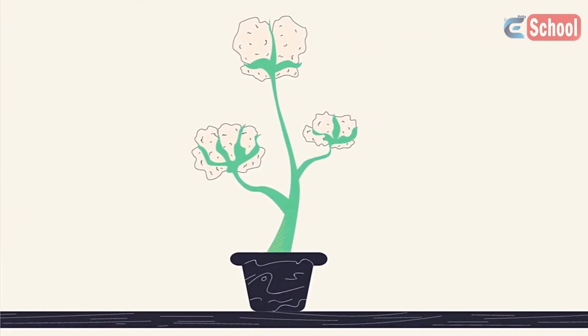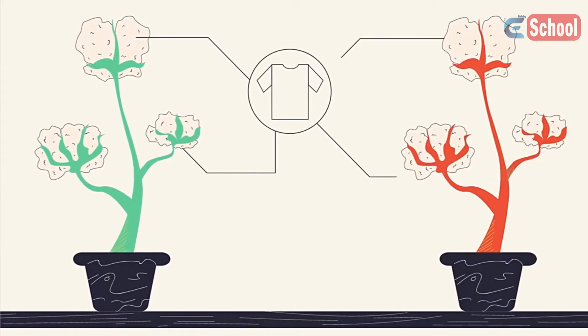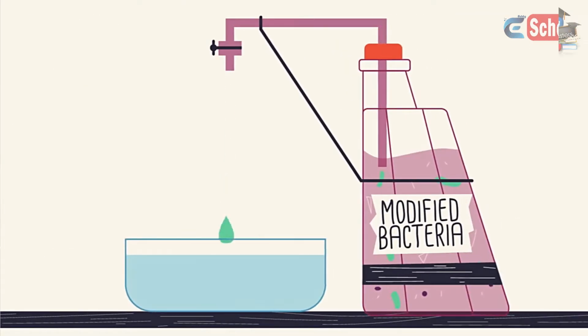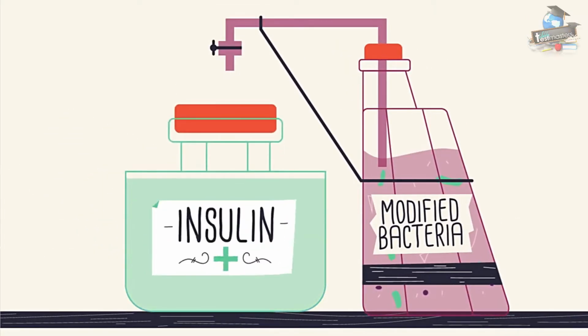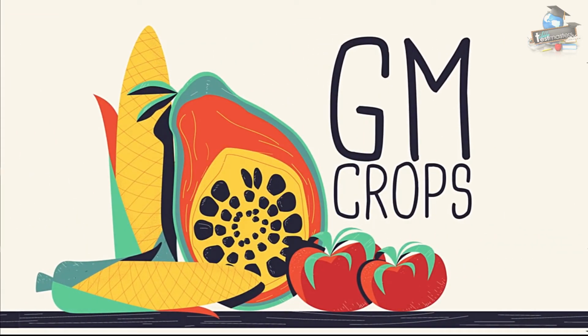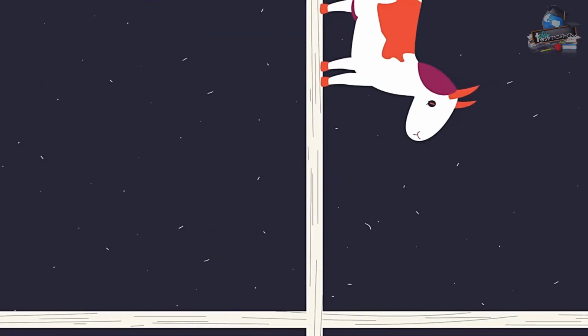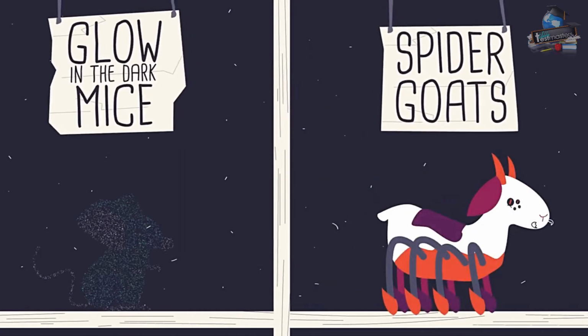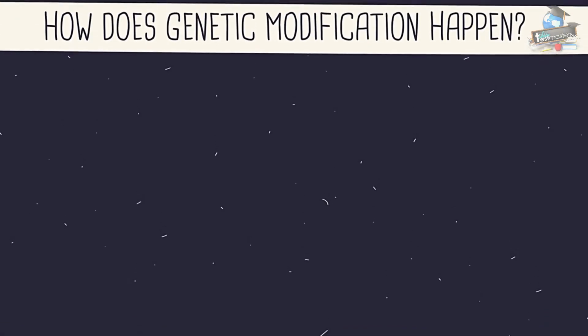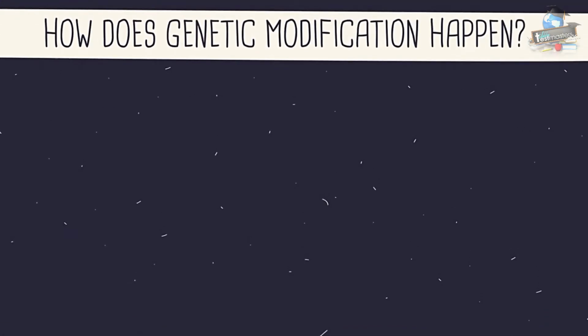The cotton plant that grows the cotton for your t-shirt might have been genetically modified to be pest resistant, or the bacteria modified to produce life-saving medicines, as well as the better known GM crops that we eat. And then there's some wacky organisms like spider goats and glow-in-the-dark mice. Firstly, let's find out how genetic modification happens.